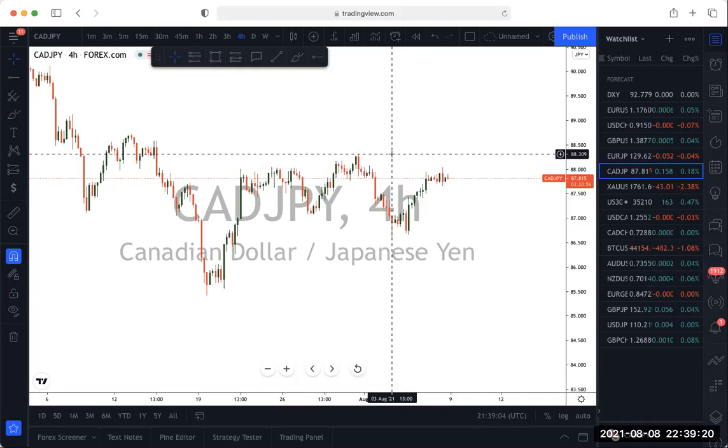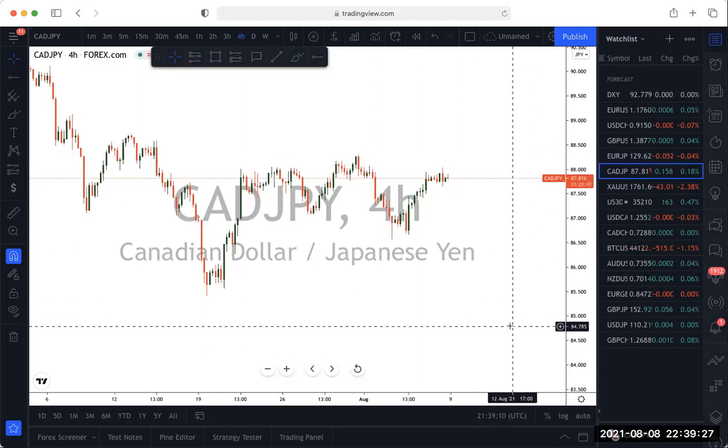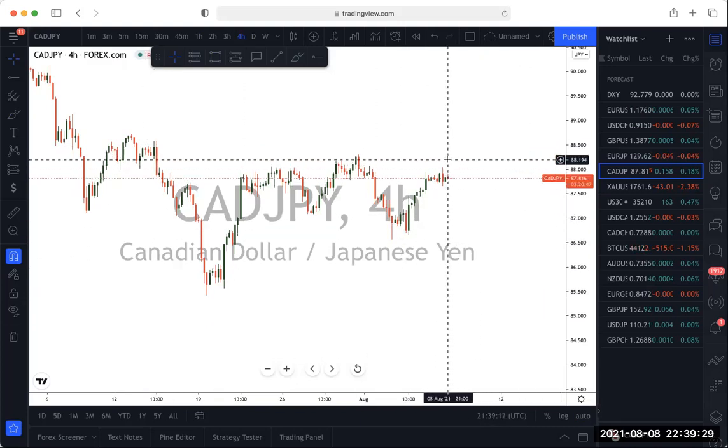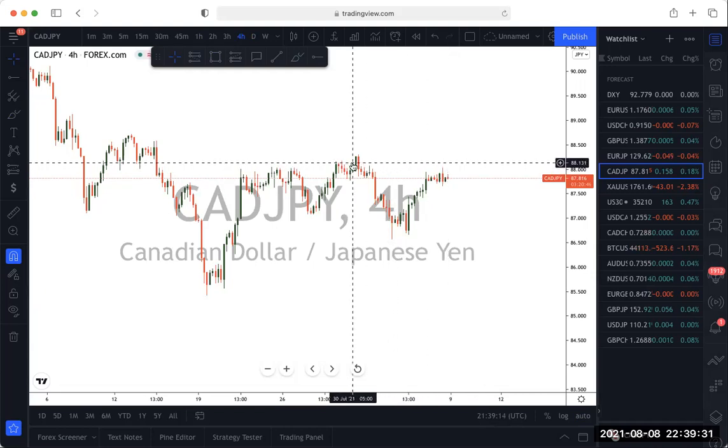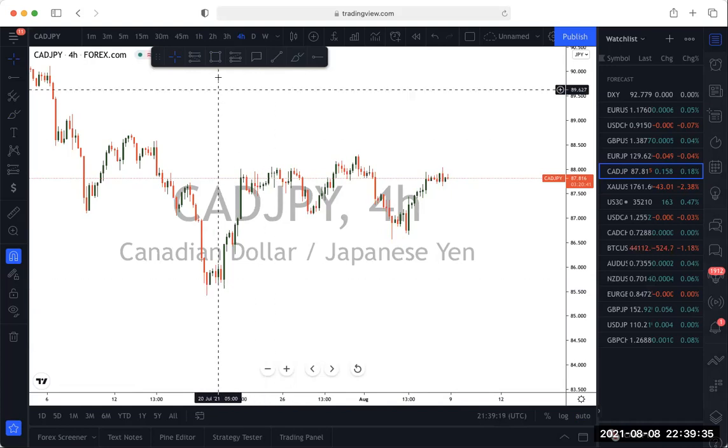Maybe this particular high will be raided, and if that high is raided, price can just pull back into this particular block before it will continue to go down. And if not, maybe there's going to be a third high into this particular block, then price will just drop down until we have that equal low taken out.